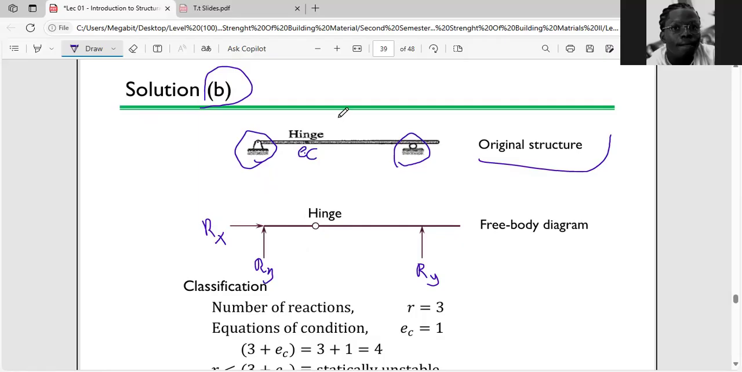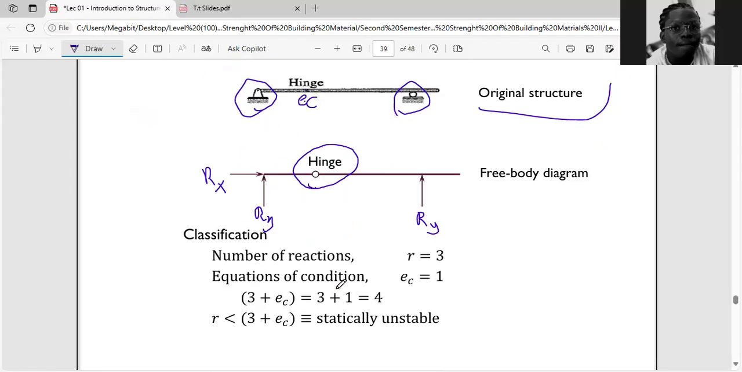Also, because it has a hinge, or let me say equation of condition, inside of it, you have to represent that in your free body diagram. You have to represent that as this, and label the part. You can see that it's just a small circle that has been placed in the line.